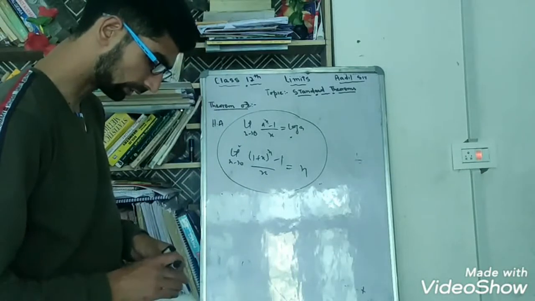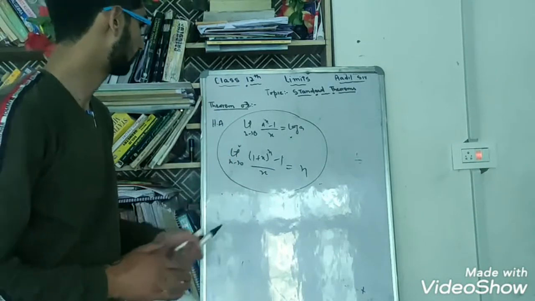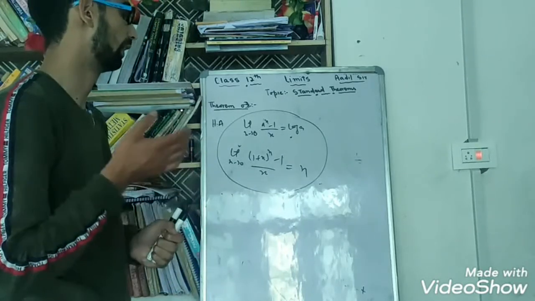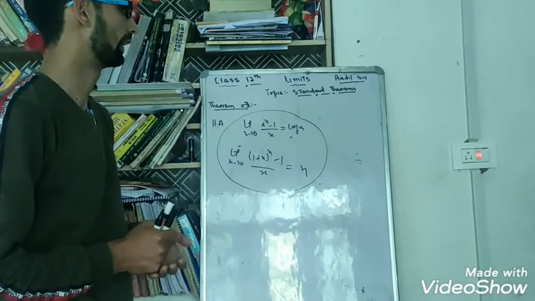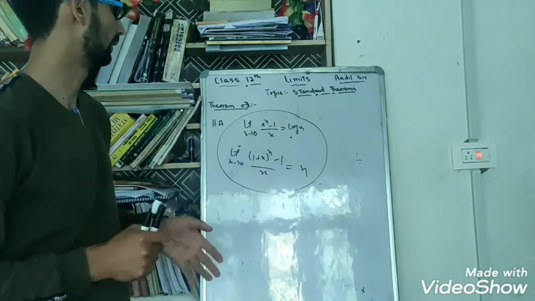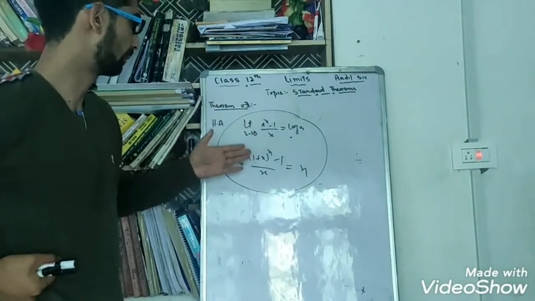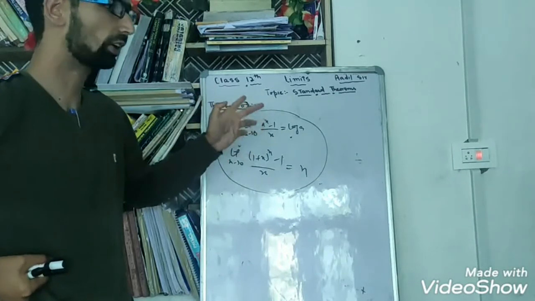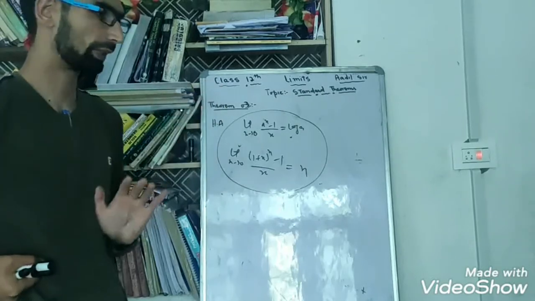And this is our final. Now tomorrow we are going to solve some examples, and also we are going to find out some more theorems that are based on trigonometric functions. So up to here, all the theorems were based on algebraic functions as well as exponential and logarithmic functions. Now we are going to solve the theorems that will be based on trigonometric functions.